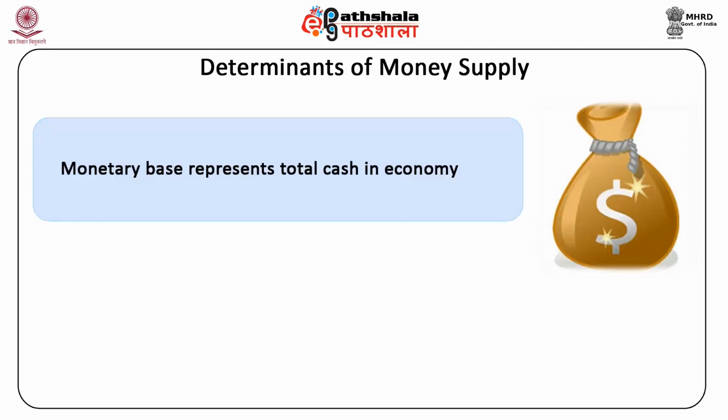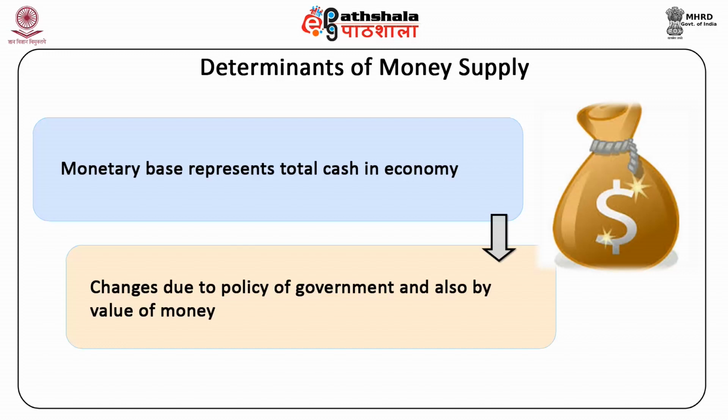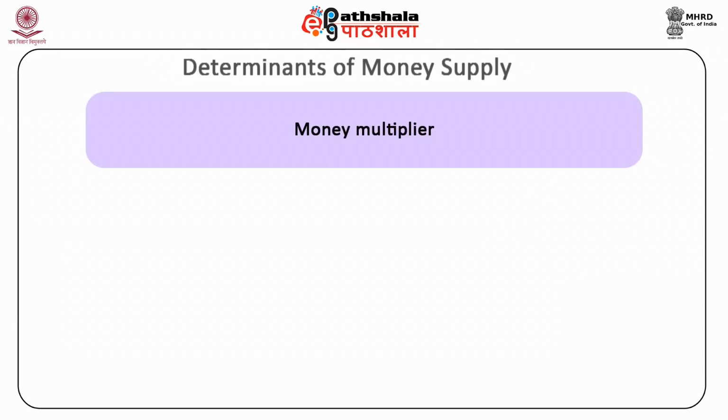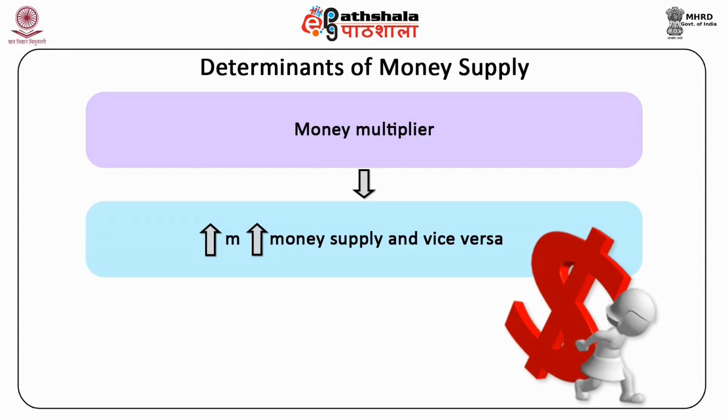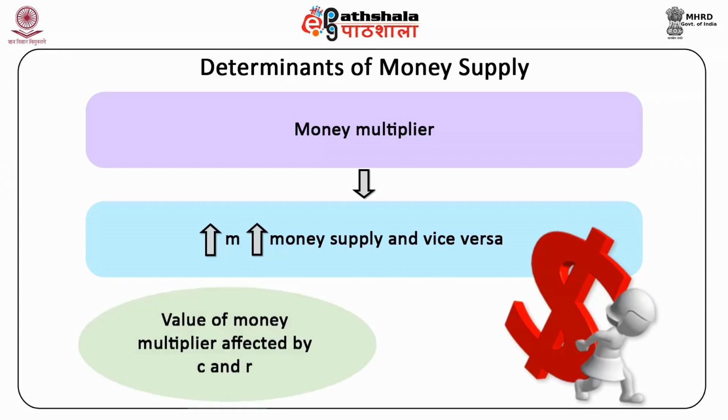Monetary base, or the stock of high-powered money, changes due to the policy of the government and it is also influenced by the value of money. Money multiplier, that is m, exerts a positive influence upon the money supply. An increase in the size of m will increase the money supply and vice versa. The value of the money multiplier is in turn affected by, first, the currency to deposit ratio, that is c, and second, the reserve to deposit ratio, that is r.